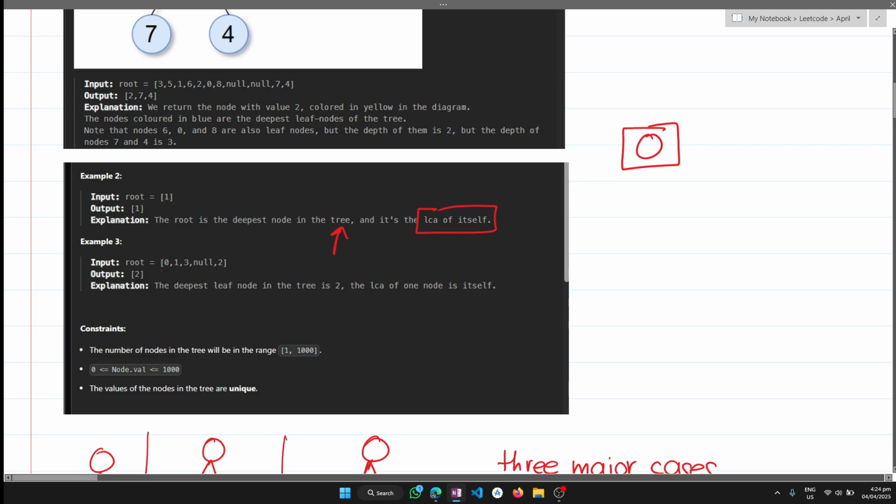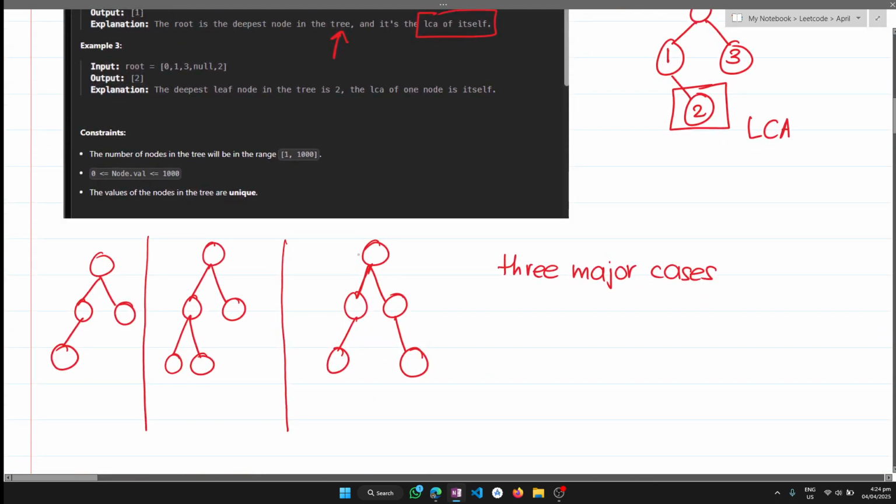Similarly, you have a tree such that 0, 1, 3, and then you have null over here and then 2 over here. So again, this is the deepest leaf and the LCA of it is going to be itself because it's a single node. Whenever you have a single node, the LCA of it is going to be itself. So you will have to return this particular node as the answer.